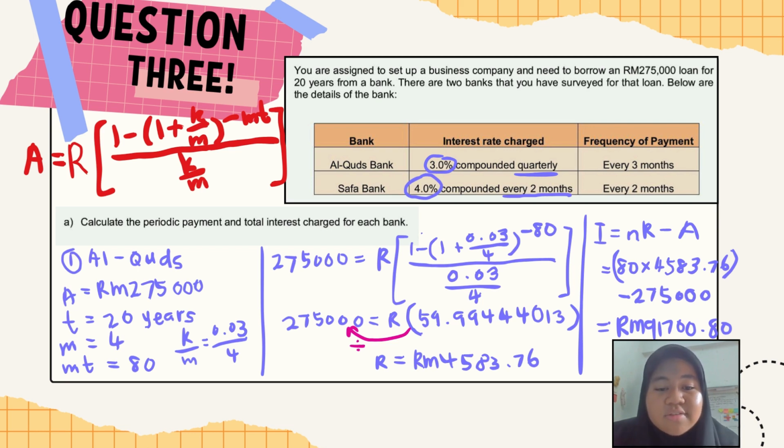And then the total interest charge for this bank, which is Al-Quds Bank, the formula is I equals to N times R minus A. So we put all together our formula, and then we will get our interest charge, which is 91,700 ringgit, 0.80 cents.